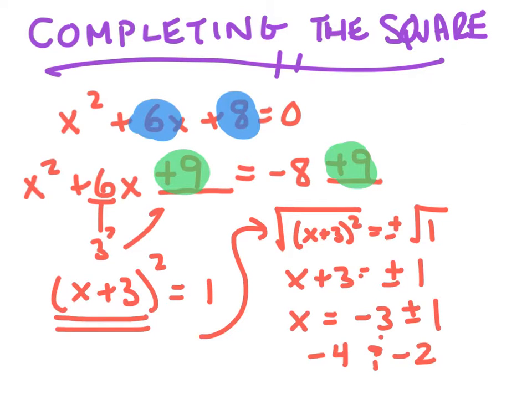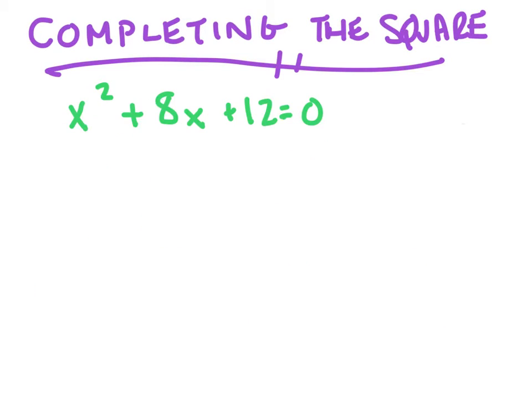But by completing the square, putting it in this format, it made it quite simple for us to solve. Let me do another one. So here's another example where we can recognize that this is not a perfect square method, because half of 8 would be 4 and 4 squared would be 16. So what we can do is solve it using the completing the square technique.